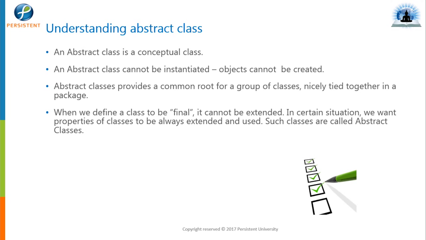Abstract classes provide a common root for a group of classes nicely tied together in a package. This is basically about the generic, the common. Whenever you have common features, generic features, a number of methods, in that scenario create an abstract class. A base-most class is an abstract class. Mainly we have employee, vehicle, shape types of classes as abstract classes, because these generic classes contain the most common methods. So for these base classes I'll create abstract classes. Let's start with Eclipse directly and see how to implement abstract classes.